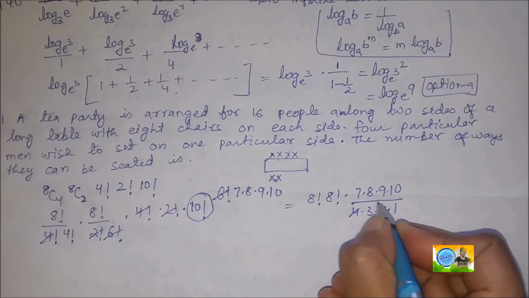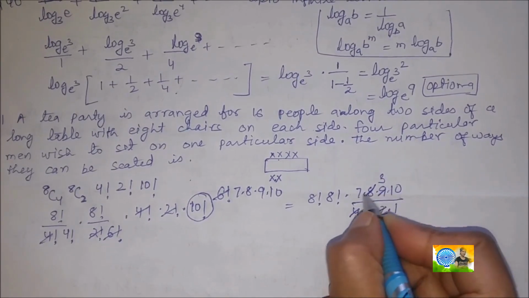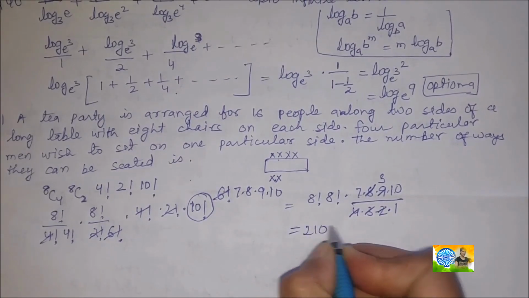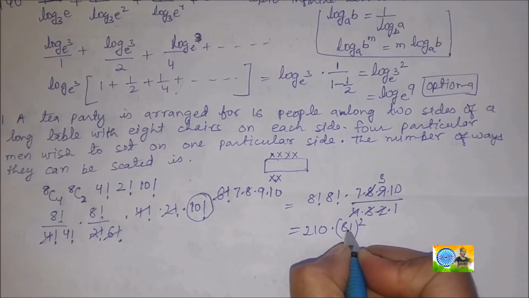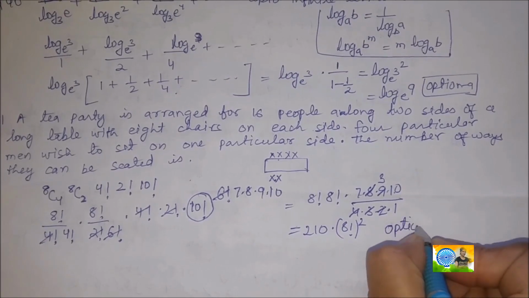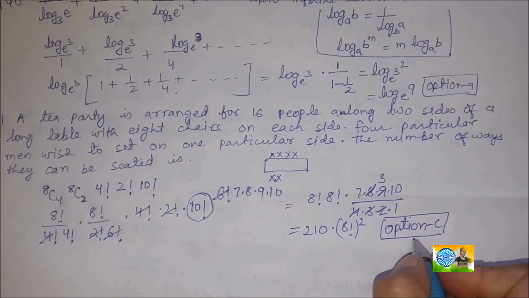This 4 and 2 will get cancelled with 8. This will be 3 here. Now 7 3s are 21 and 10 is 210. This equals 210 into 8 factorial whole square. And this matches with option C. So option C is the correct answer. Let us now see question number 42.